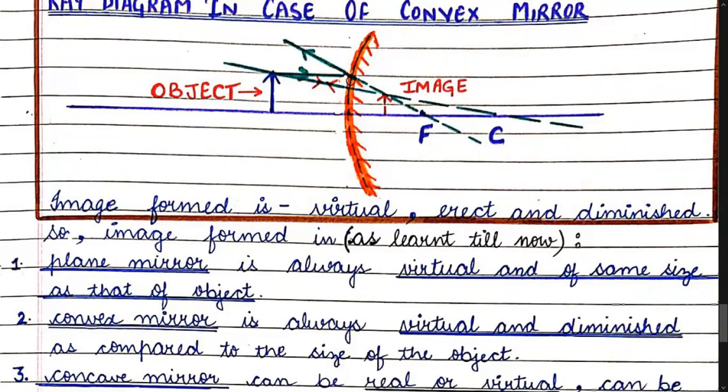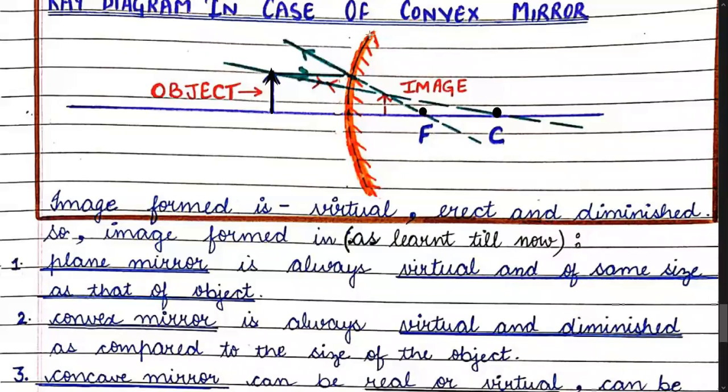So a convex mirror is a mirror which is silvered from the inner part and polished from the outer end. And the object has to be placed in front of a spherical mirror. So students, here the object is placed in front of the spherical mirror, that is a convex mirror, but its center of curvature as well as focus will lie inside the mirror.